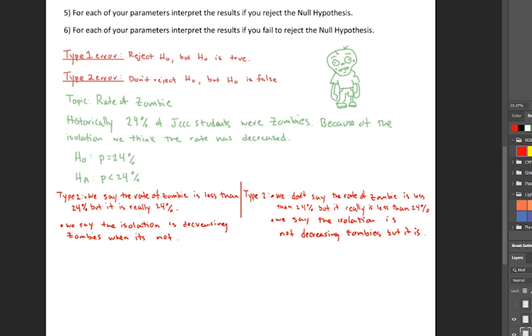And then the danger of this would be we would say that the isolation isn't doing anything, but it really is. I think actually my opinion is this type of error is worse in this case because we were really doing something to combat the zombies. It was actually working. We were decreasing the rate of zombies. And now we're all just going to give up on that and just go home, even though it was working. So I think in this case, the type 2 error is a little bit worse.